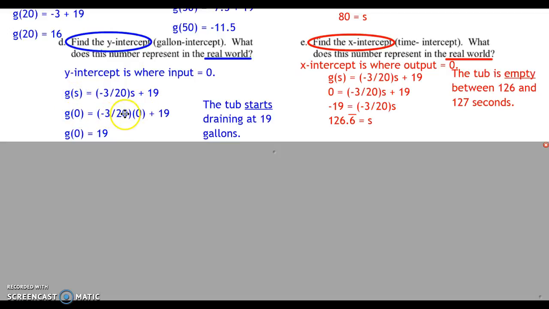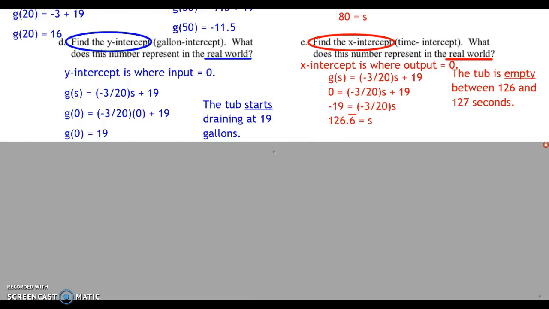So negative 3 over 20 times 0 is just 0, plus 19 is 19. What does the number represent in the real world? The tub starts draining at 19 gallons, or in other words, this is how full it was at the beginning of the draining procedure. And then find the x-intercept. That is where output is equal to 0. We replaced all of G of S with 0.